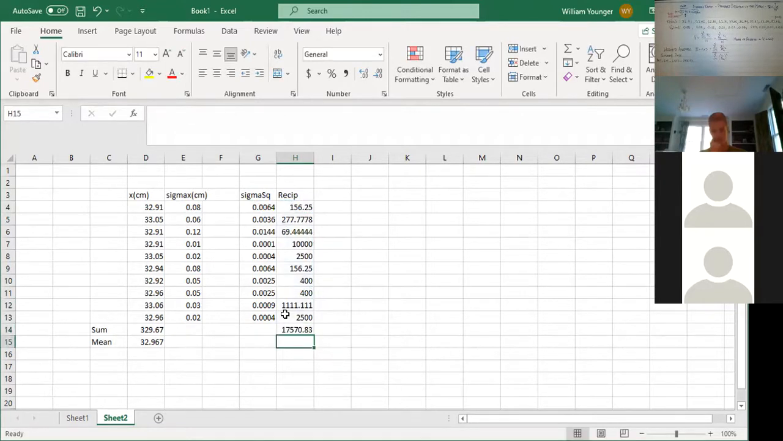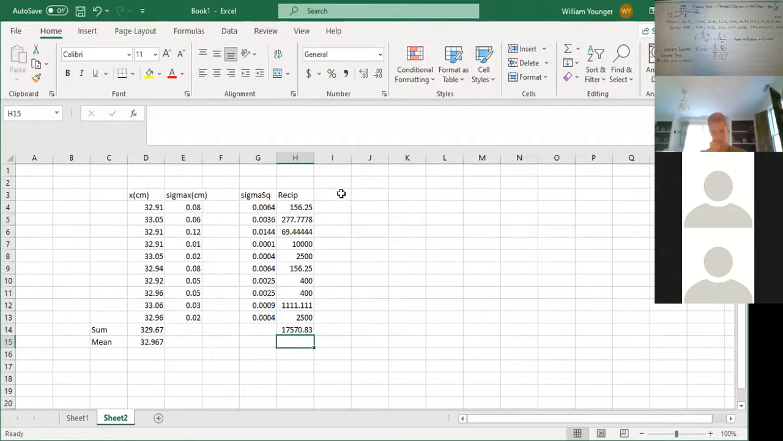And you can see now that, for instance, that 32.91 that had an error of 0.01 has a weight of 10,000. The one that had an error of 0.02 has a weight of 2,500. So you can see what I was talking about. By multiplying this value by 2,500, you're making it seem several times more powerful than this one that's multiplied by 400. And even more times this one that's multiplied by 156.25.